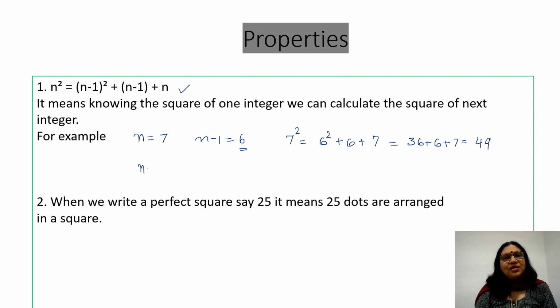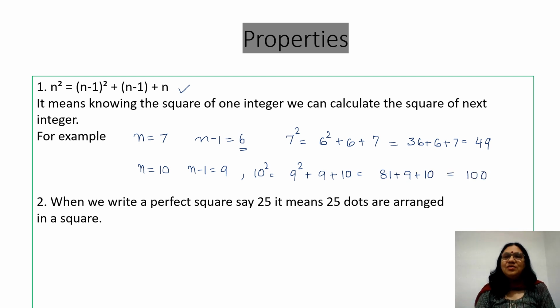If I take n is equal to 10, it means n minus 1 is equal to 9. So 10 square can be calculated as 9 square plus 9 plus 10. That is 81 plus 9 plus 10, and we know that this is equal to 100.